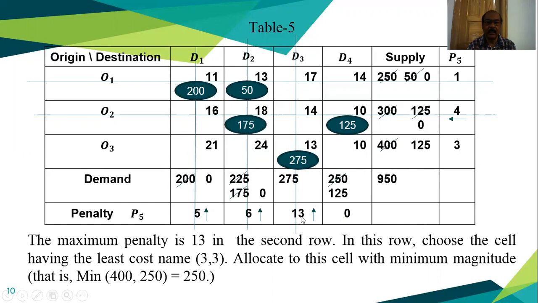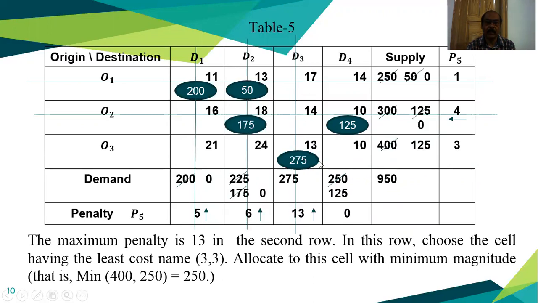And 13 is here, because there is no minimum here. So it would be here. What is the cost here? That is 13 minus 10 is equal to 3. So out of these, which one is the maximum? 13 is the maximum.